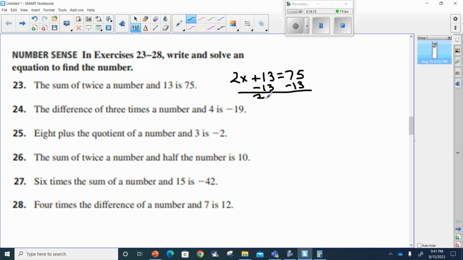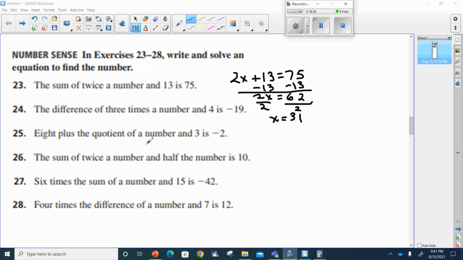This will give me 2x is equal to, this should be 2, and this should be 6. We'll divide by 2 to get x by itself. And now x is going to equal 31.